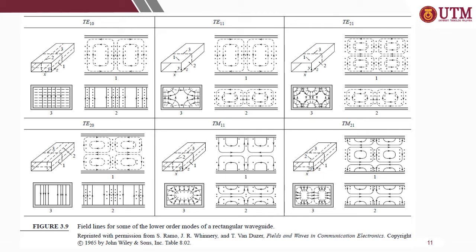The slide summarizes the field distribution for different TE modes for a rectangular waveguide. So you can see at different cross sections, for example number 1, when you cut it here in the middle and view it from the top, and the second one when you view it from here, and then number 3 when you cut it in the middle and view it from here. So different cross sections will show different shapes of field distribution depending on the modes of propagation.